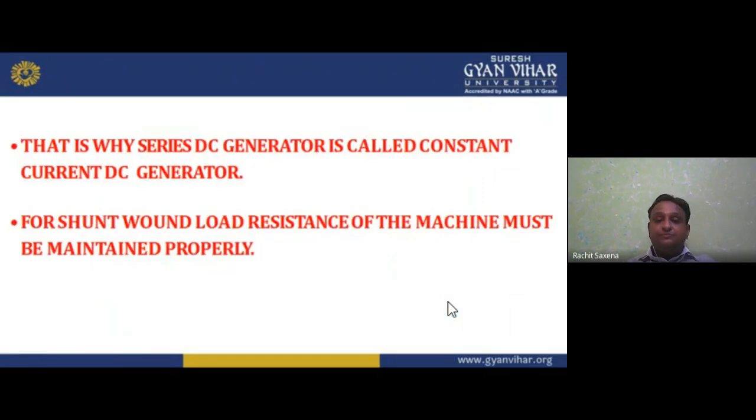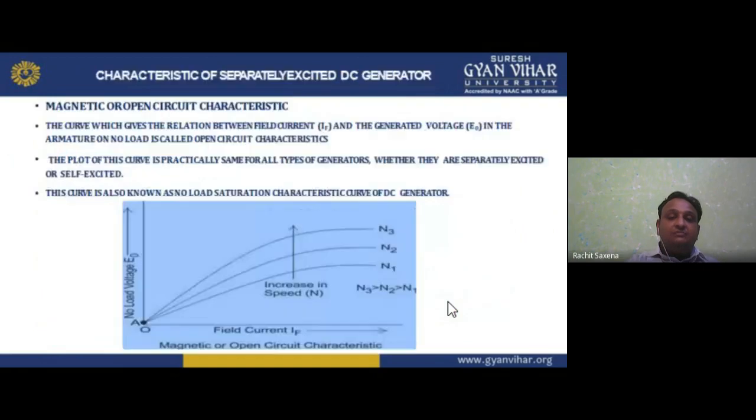Now, that is why series DC generator is called constant current DC generator. And for shunt wound, load resistance of the machine must be maintained properly. We can say, the series DC generator is always called constant current DC generator. For shunt wound, load resistance of the machine must be maintained properly. Why is it so? See here.